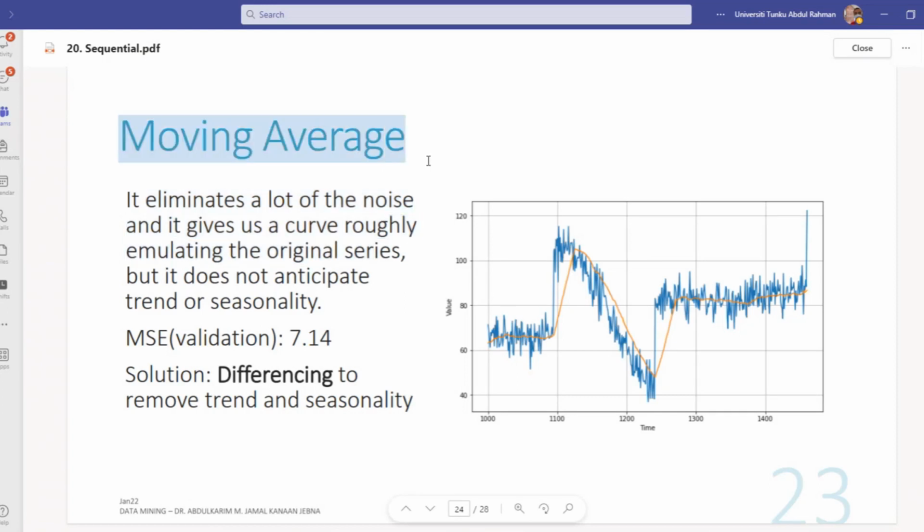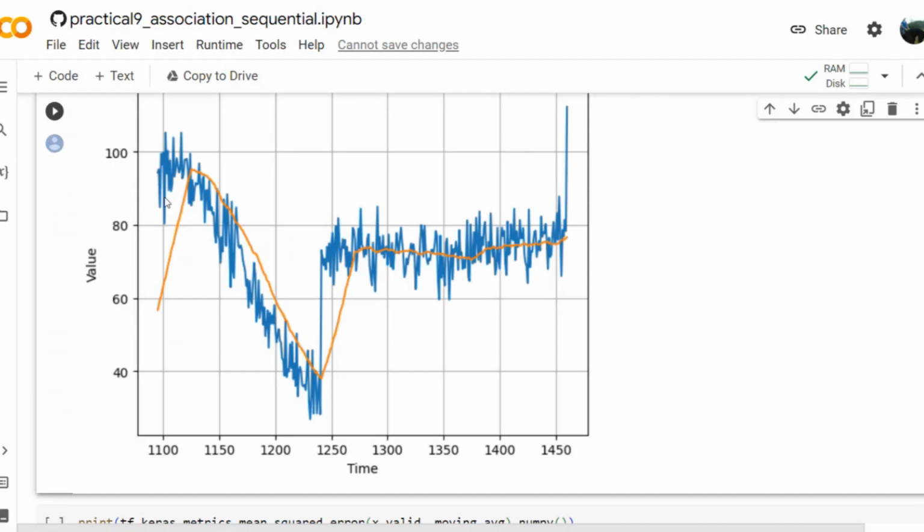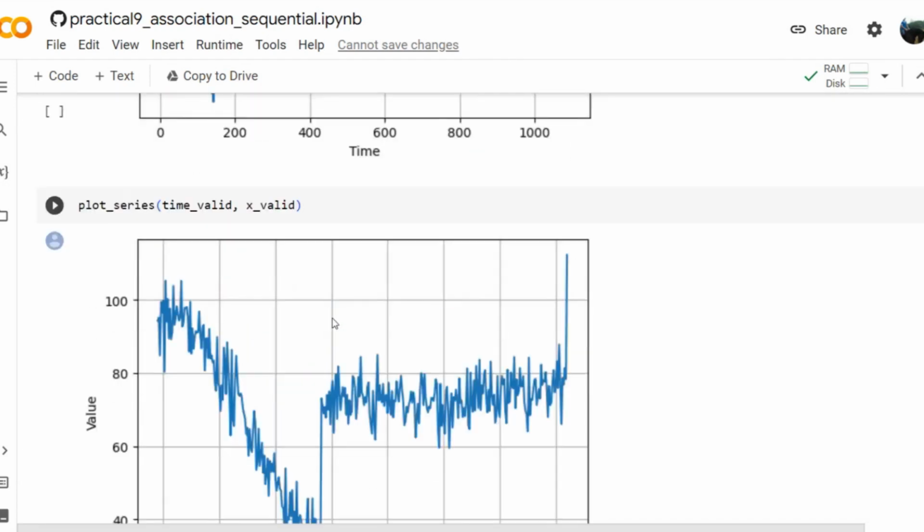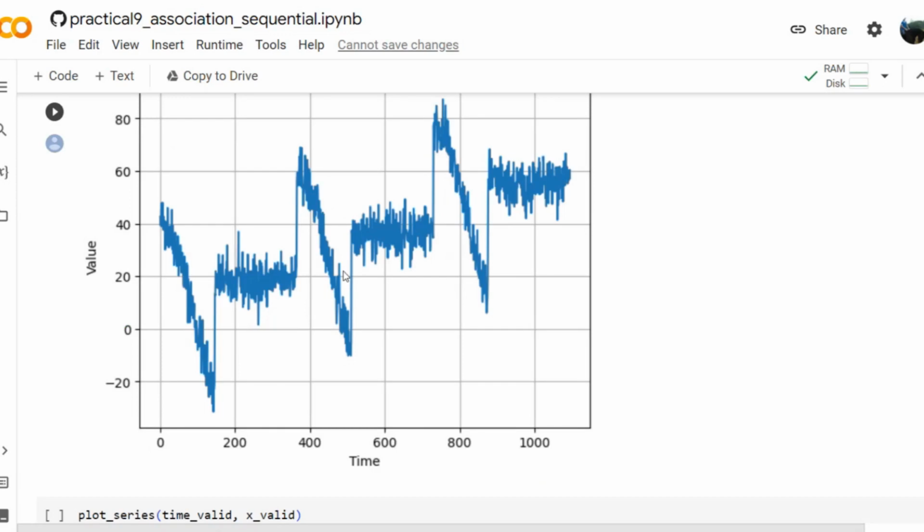But moving average has a problem. It cannot anticipate or work with trend and seasonality. Our dataset has a trend and seasonality. Moving average doesn't work well when data has trend and seasonality. So what is the solution? It is to apply some pre-processing to take out the trend and seasonality from our dataset. How to do this?